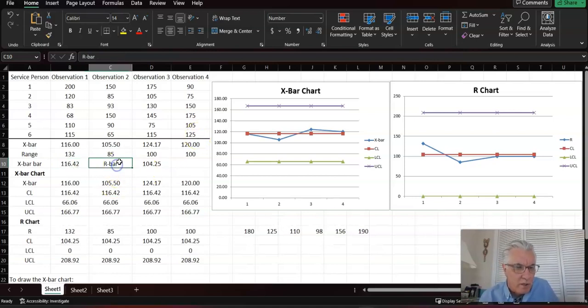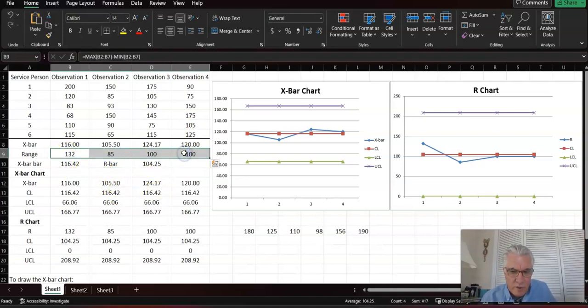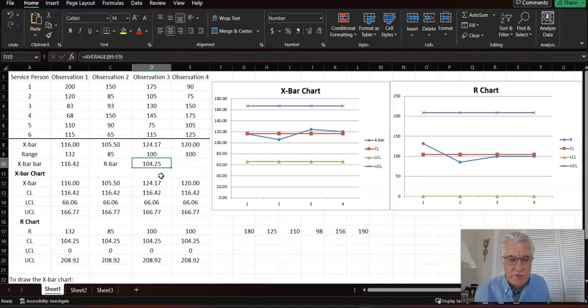R bar, of course, is the average of the ranges. So if you look at these 4 data points, you get an average of 104.25 down here below, so that's where the 104.25 comes from. You can use the Excel formulas, or you can just use the bottom of the screen where it has the common functions of sum and average.